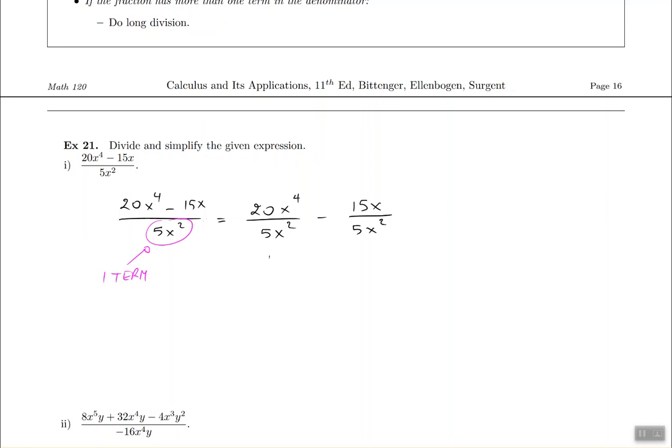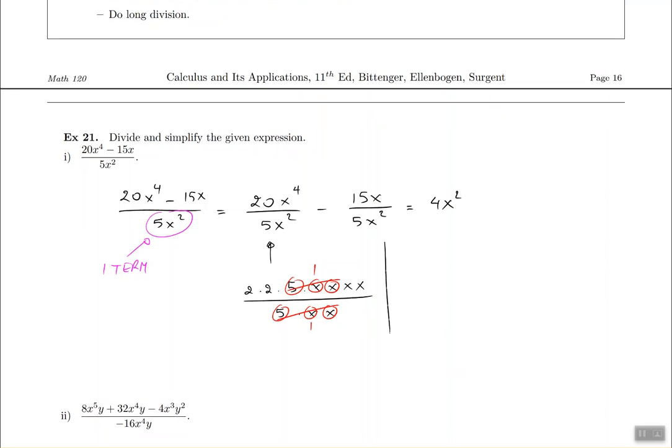So for example, the 20x to the power of 4 is literally the same thing as 2 times 5 times x, 2, 3, 4 of them, all divided by 5, and then x squared is literally 2 x's. And then we just cancel out the terms that are repeating. So 5x and x are repeating. We just remove them from the numerator and the denominator, replace them with 1. Whatever is left, which is 2 times x, is the solution, which in this case will be 4x squared.